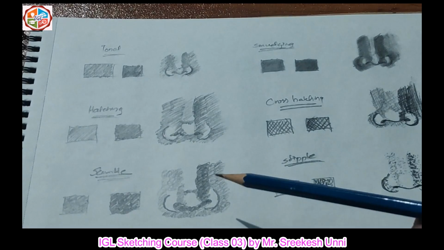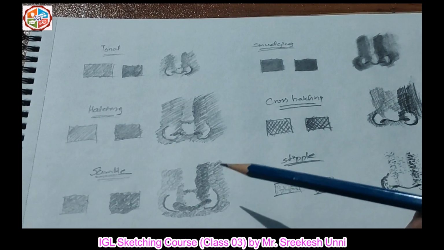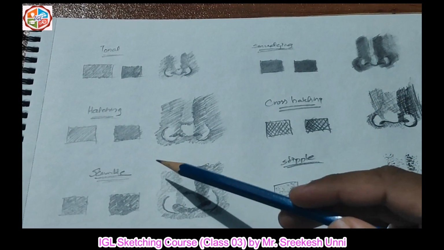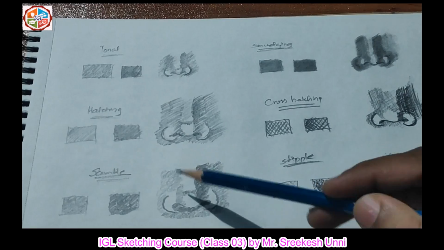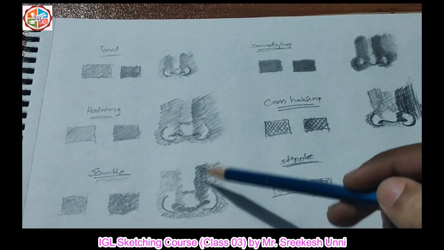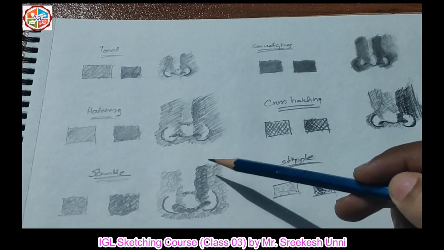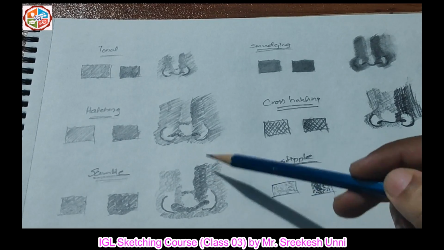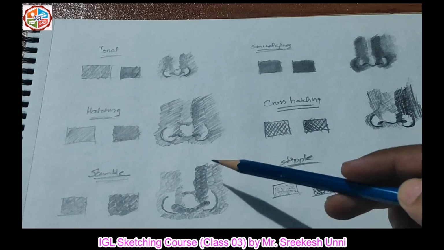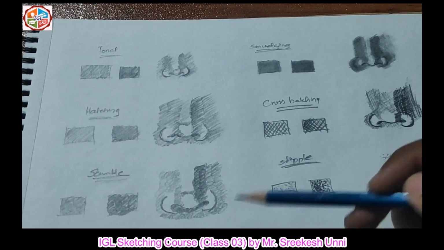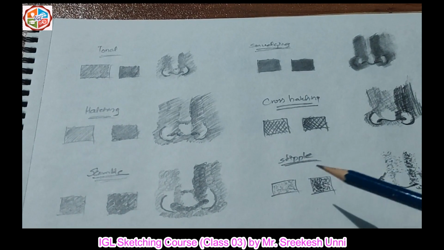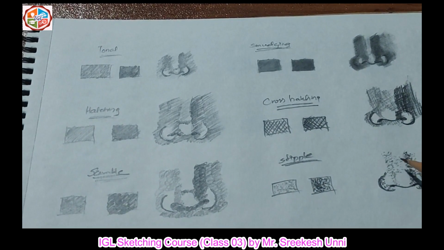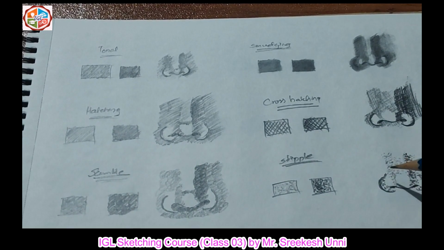Now moving on to scumble. This is how you do it with scumble. You just make oval shapes, move around and shade those areas. Wherever you want darker shading, you put some pressure on your pencil so that you get a darker shading. And finally, the stipple technique. See, in stipple, this is what we do. You put dots over here.